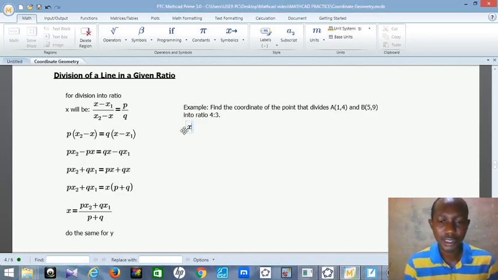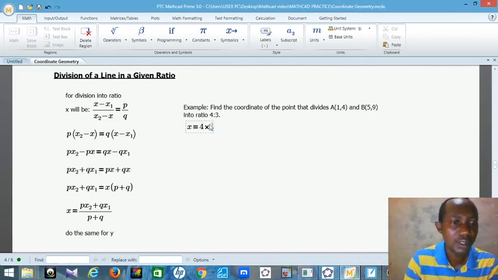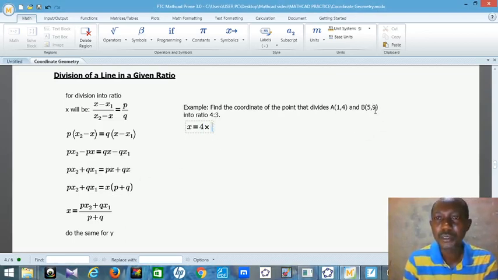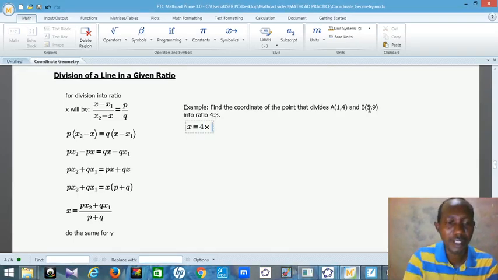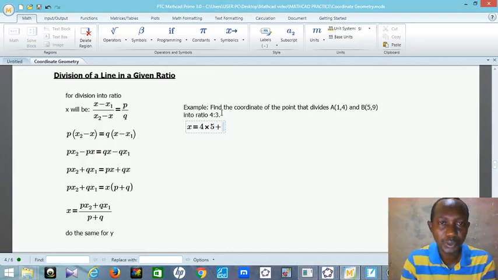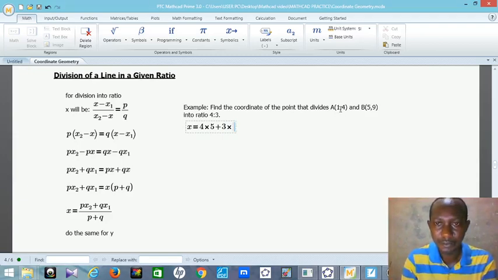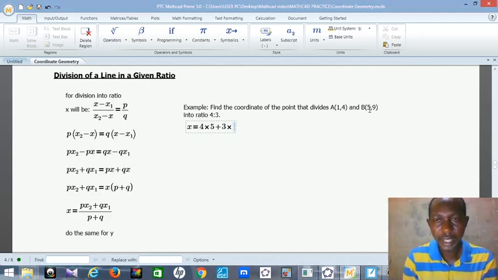If I start with coordinate x, x is equal to p, remember, is my first value in my ratio. So p will now be 4. Multiply 4 times x2, the x of the second coordinate, which is 5. 4 times 5, then plus q, the second value of the ratio, which is 3. 3 times x1, the first value here, which is 1. So take note, p times x2 plus q times x1.